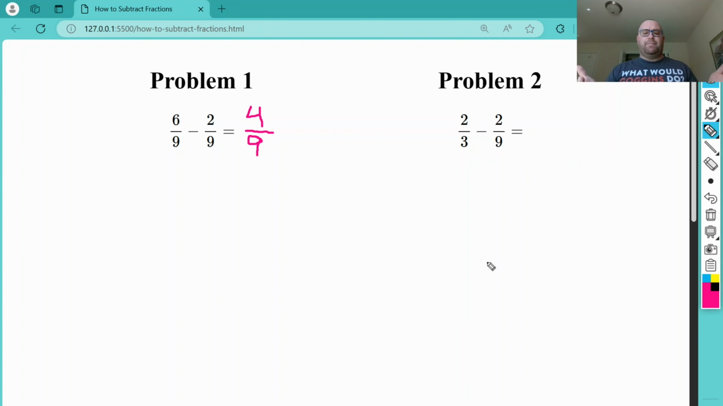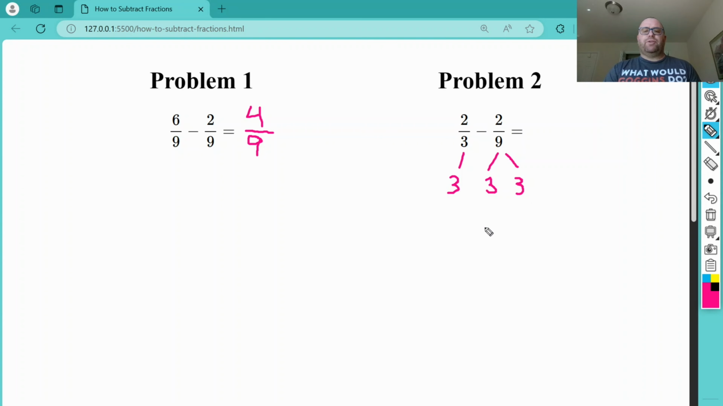I do have a video on least common multiple that'll help you understand this process as well. I'll leave a link to that in the description. So long story short, our least common denominator between the two is 9. So we do 3 times 3, we get 9.